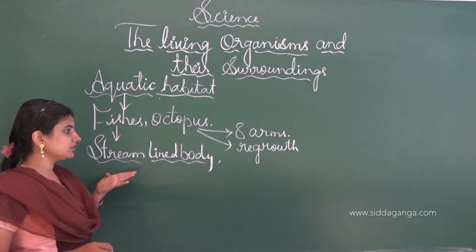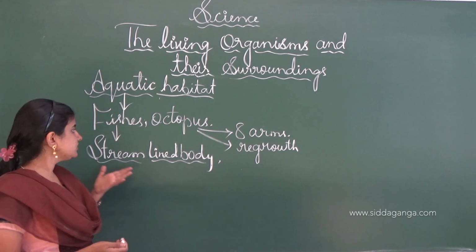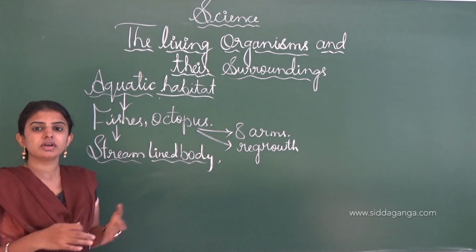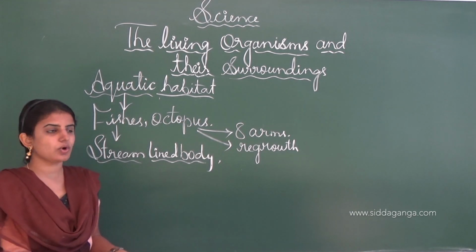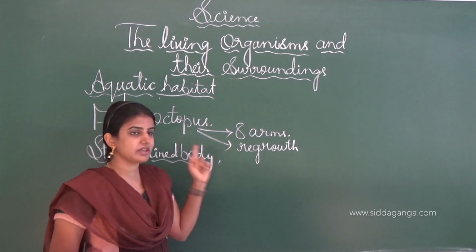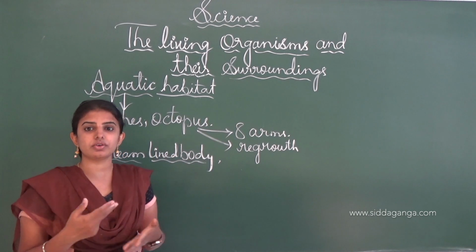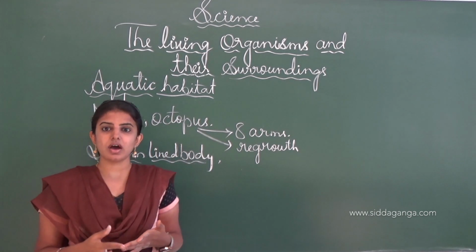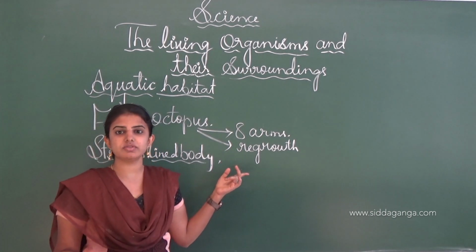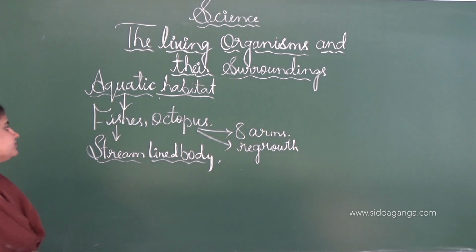So this is how the aquatic habitat is adapted to live in an aquatic region, like fishes and the octopus usually found in the water. Besides this there are many living creatures found in the water. Fishes have the streamlined body, and the octopus has 8 arms. There is a special characteristic feature in the octopus: if any arm is cut down, then after a few days the arm will regrow, the regeneration takes place. And this is all about the animals which are living in the aquatic region.